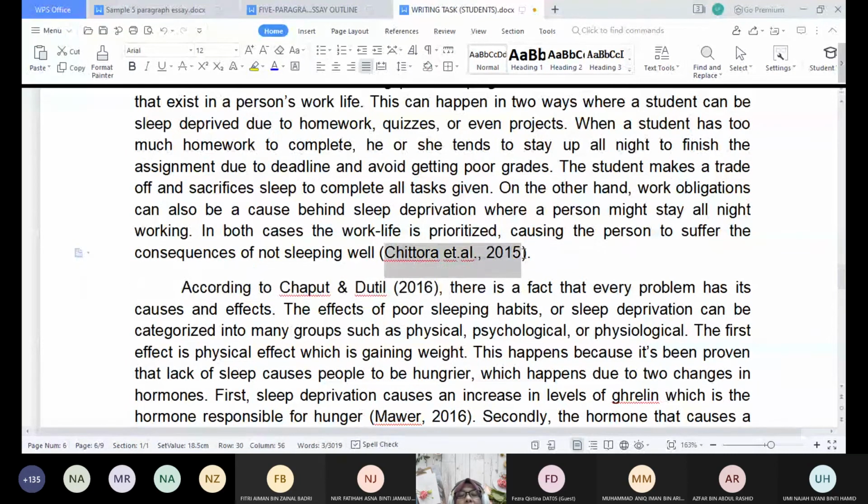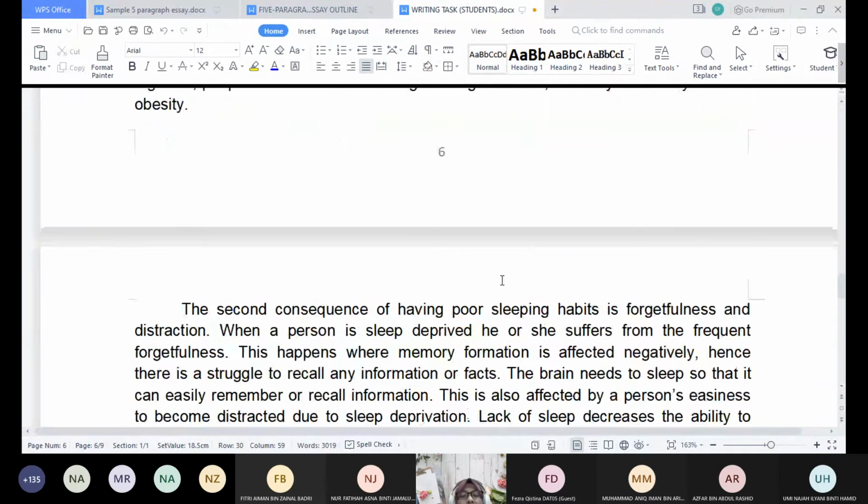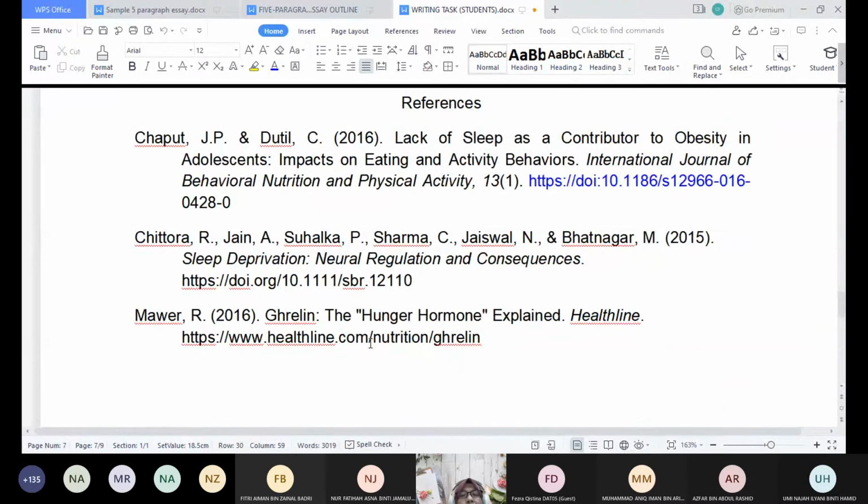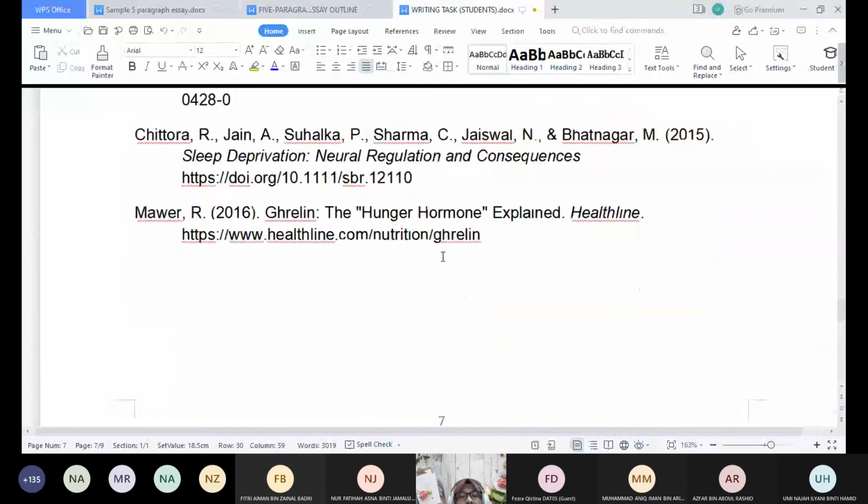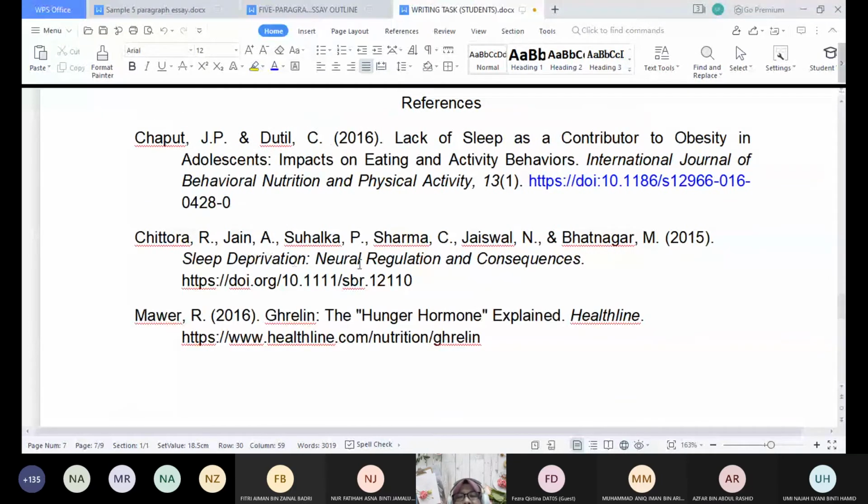Another sample is cause and effect, and you see, according to, again, this is the source. And then the last one, you have the references, APA style. You see the italics, the one in brackets and so on. This is the format. You have to follow this format. Are you okay, everyone? Hello? Yes.